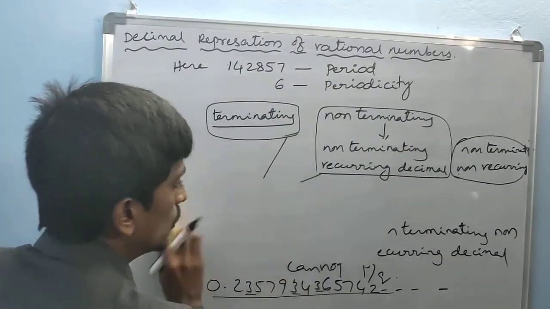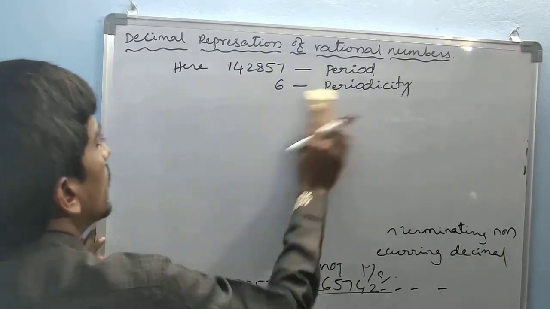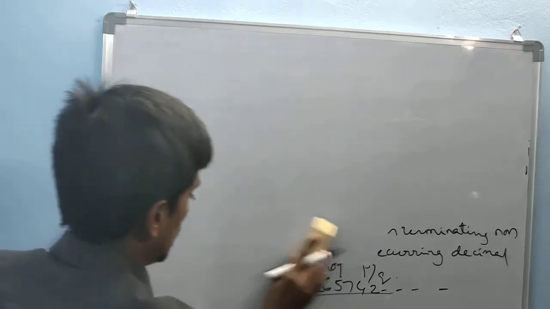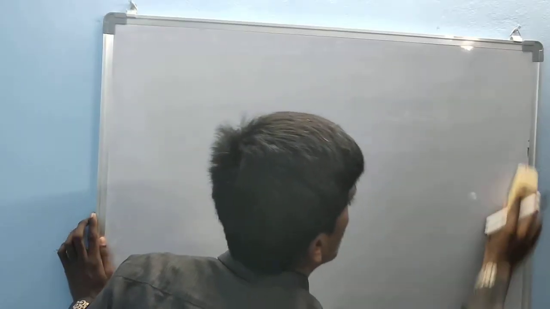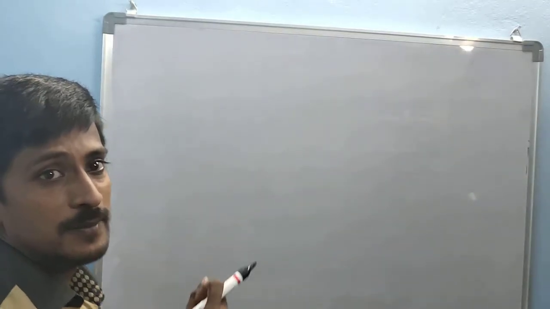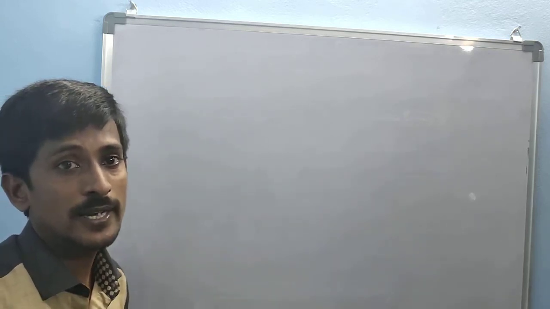Okay, tomorrow we will see how to convert terminating decimals and non-terminating recurring decimals into rational numbers. Okay, thank you.